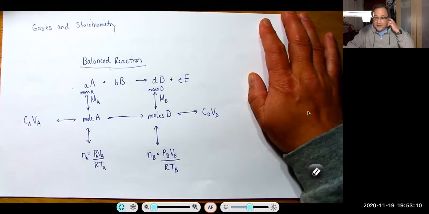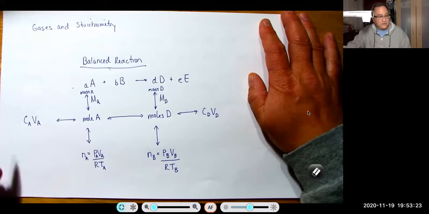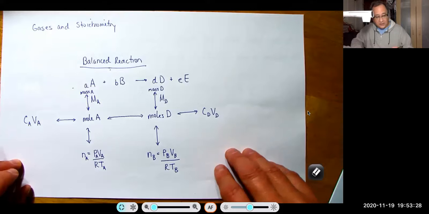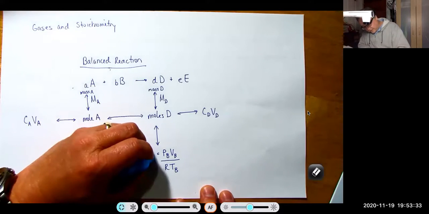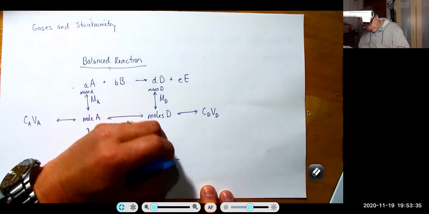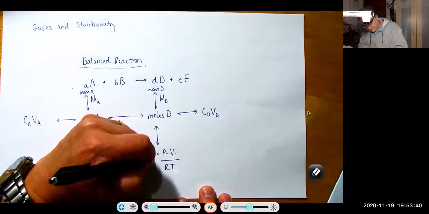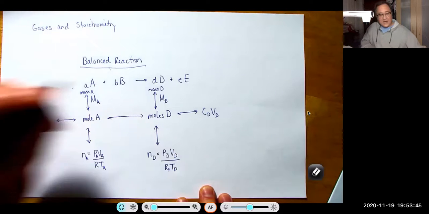Well, now we have a new twist. You can actually calculate the moles of A if A is a gas using the ideal gas law. So the moles of A is going to be PAVA over RTA. And the same here with D if it's a gas. Let me correct that very quickly, because I have B there, and that should be D. D for dynamite.